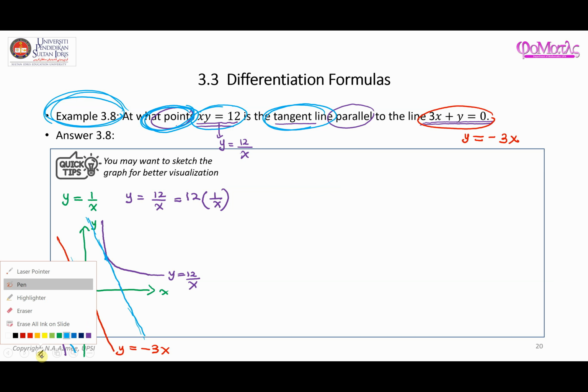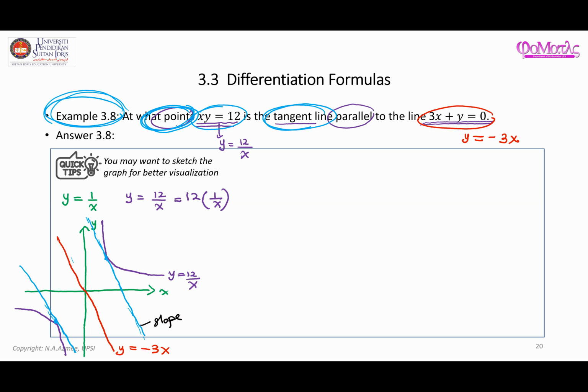Now, based on what I have shown you, I need to know what the slope is here such that the line is parallel to this one. Because it is parallel, the slope should be equal. So the slope here must be equal to -3, and the same for this one. Whenever you talk about slope, you want to find the derivative of a function.